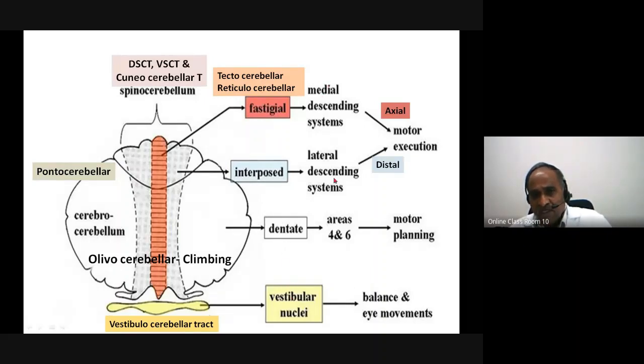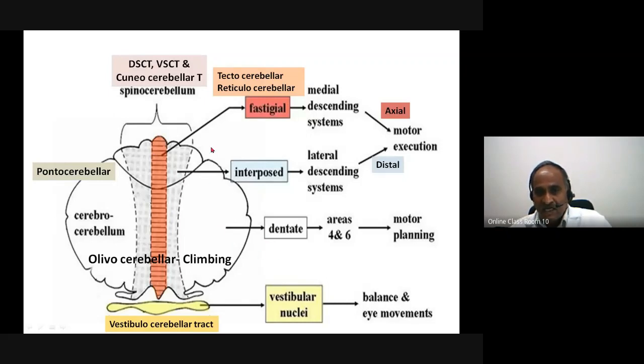If you look at the output pattern, the fastigial nucleus provides output to the medial descending system. This medial descending system governs the axial muscles, so I have made it here, axial muscles, that is for axial muscle contraction. The intermediate part of the cerebellum, through the interpositus nucleus, talks to the lateral descending system, and this lateral descending system is to the distal muscles, that is for motor execution. So this is for execution.